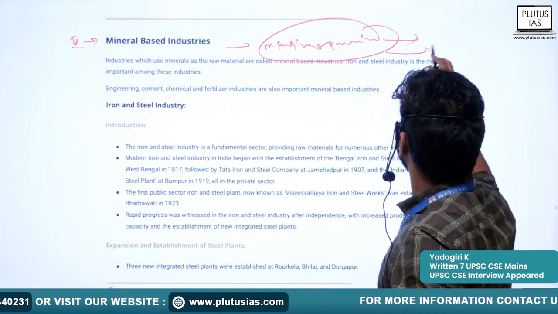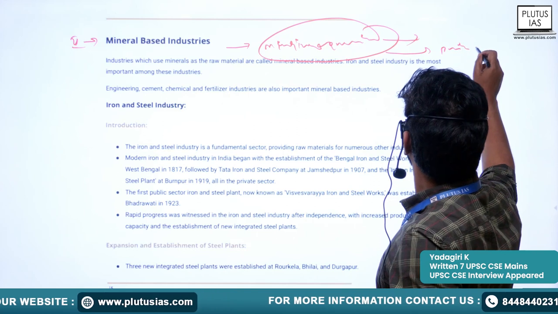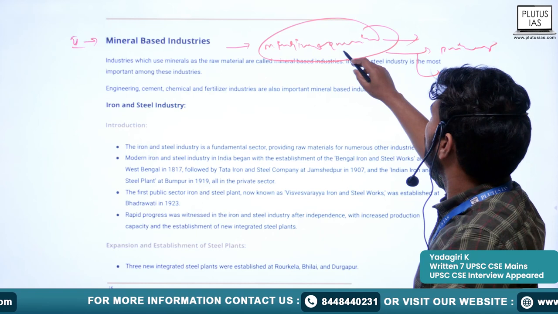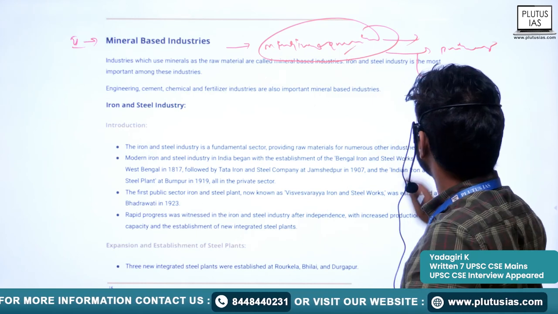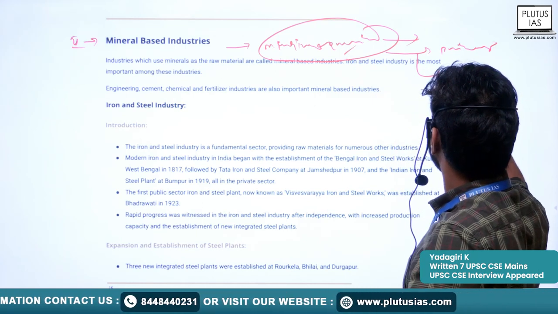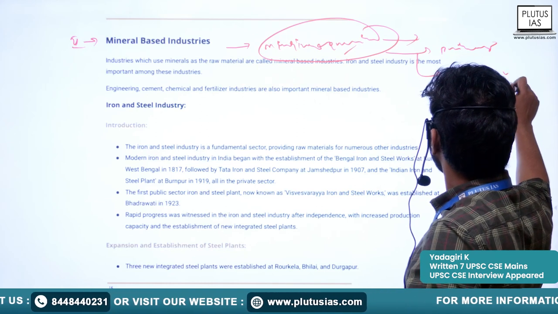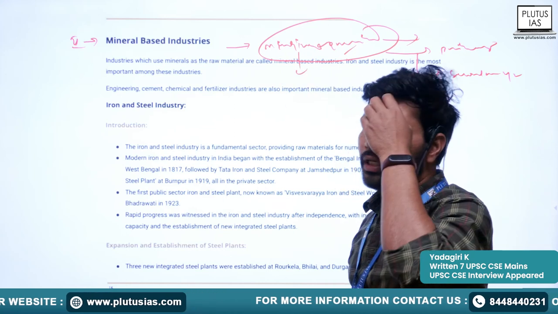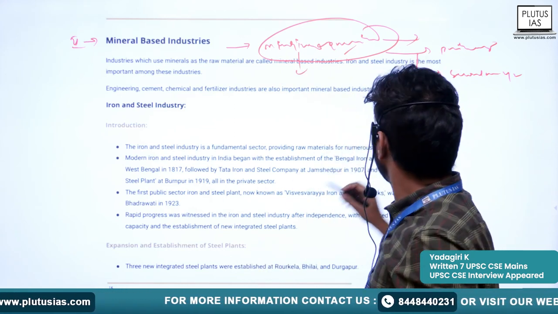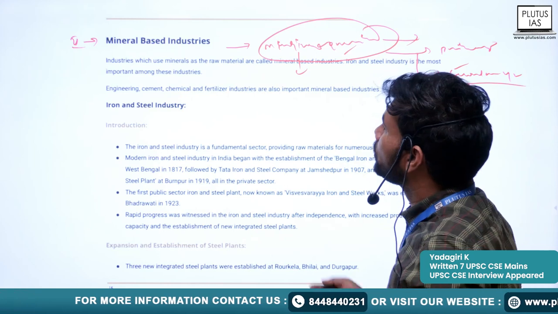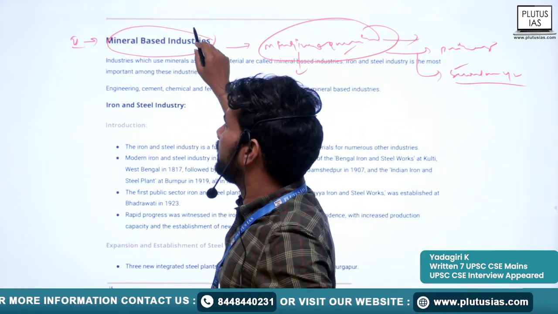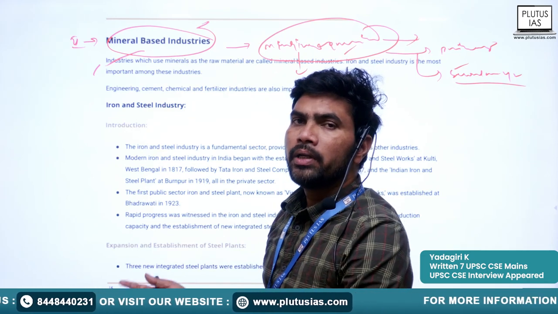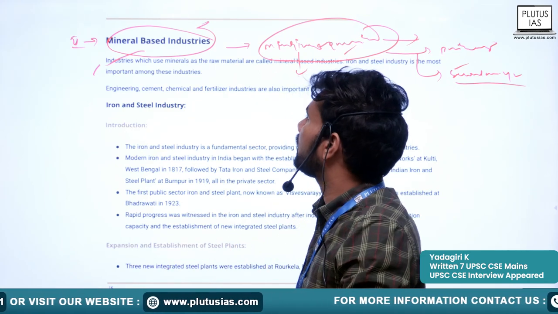Earlier, mining and quarrying used to be part of the primary sector. However, with the reclassification, this component, mining and quarrying, has been made part of the secondary sector. So the raw material for the mineral based industries is coming from the secondary sector. So this is the second category of industries. The raw material required for these industries is coming from a component of the secondary sector, right?